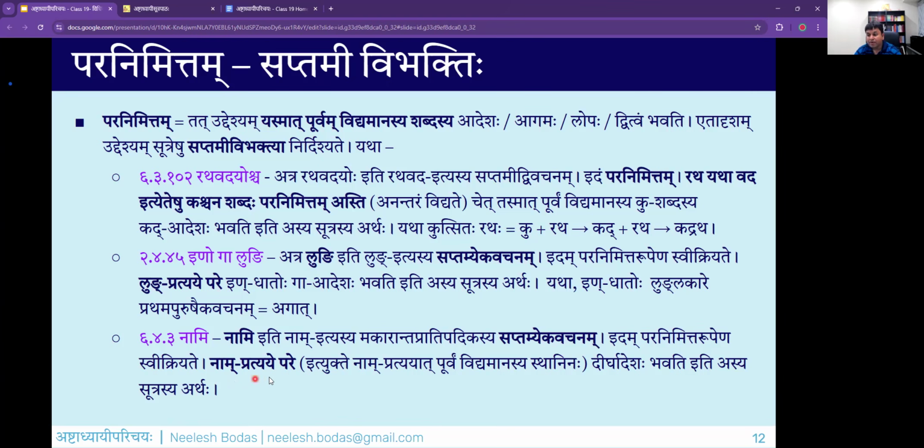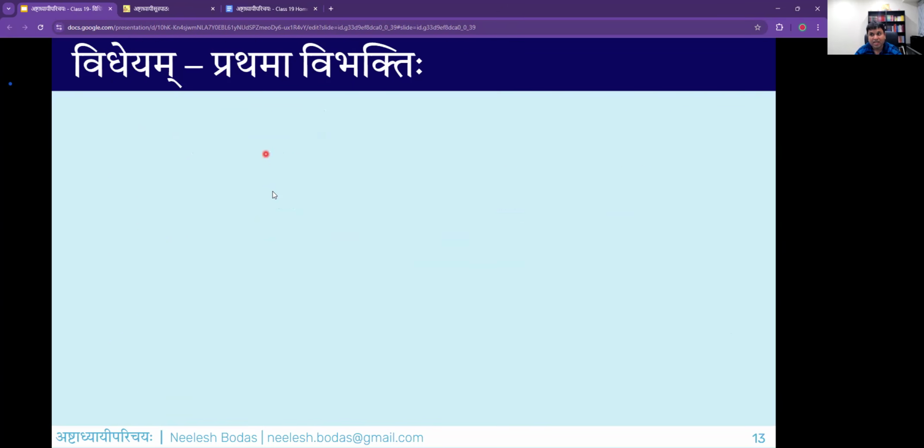So naam pratyaye pare dirghadeshah bhavati. So rama to ramanam, muni to muninam, sadhunam, that is this nami sutram. Again, it is indicated as paranimittam. In this way, purvanimittam is panchami. What a beautiful system. Sthani is shashti, paranimittam is saptami. All these vibhaktis are used for uddesha, and the prathama is used for vidheya.